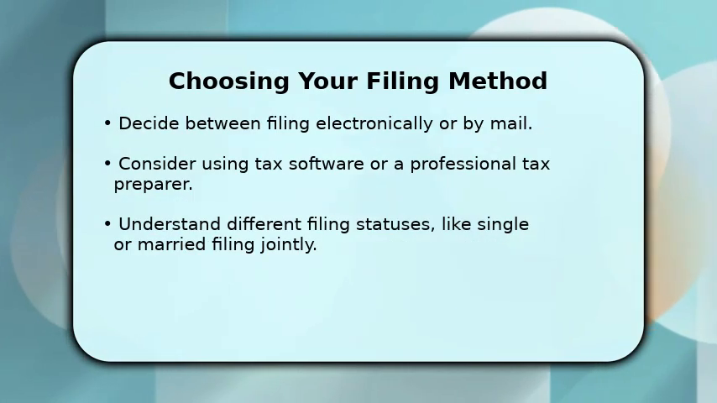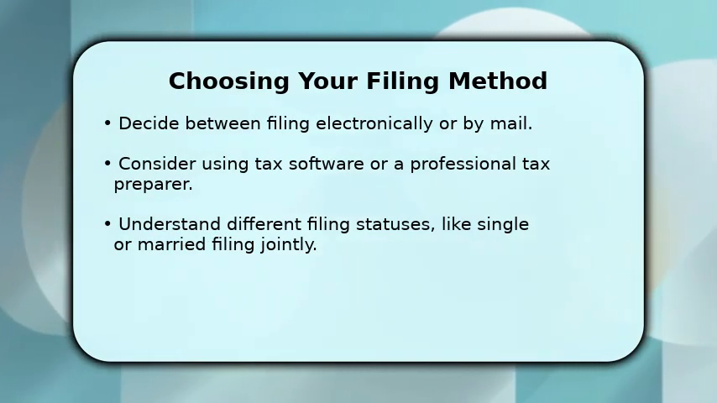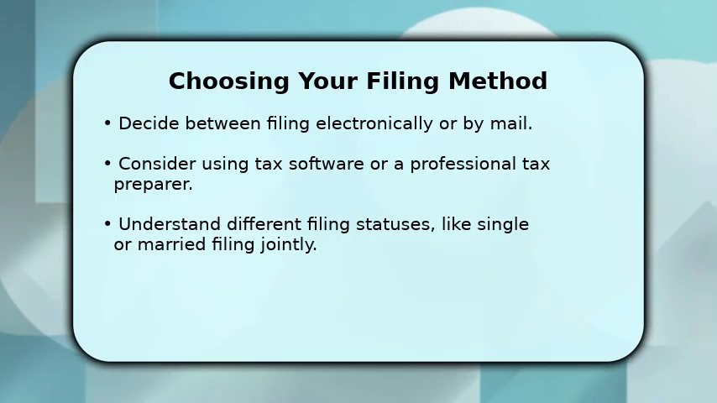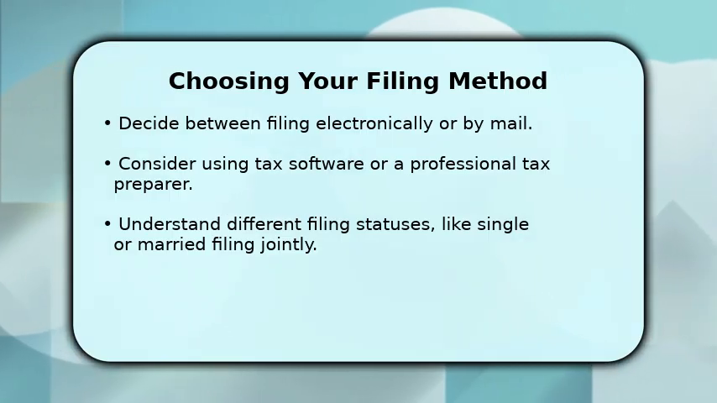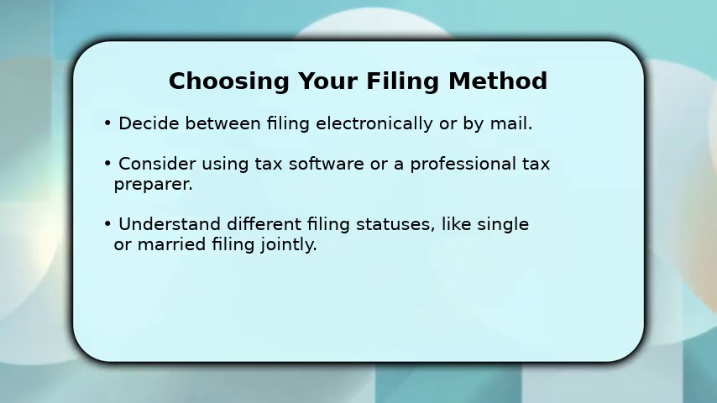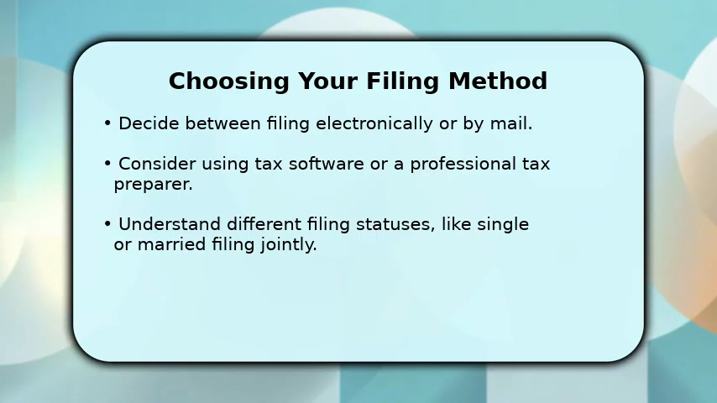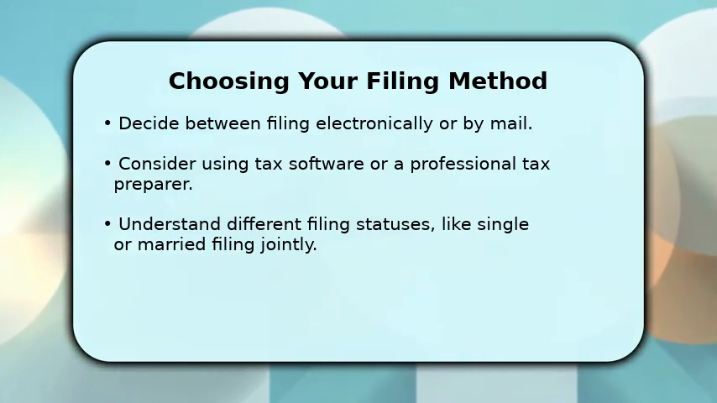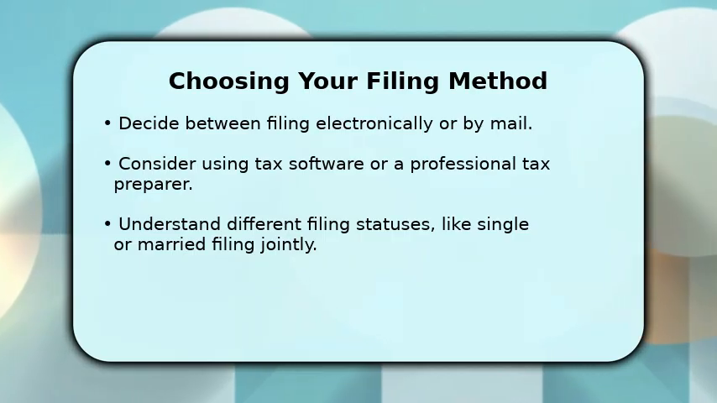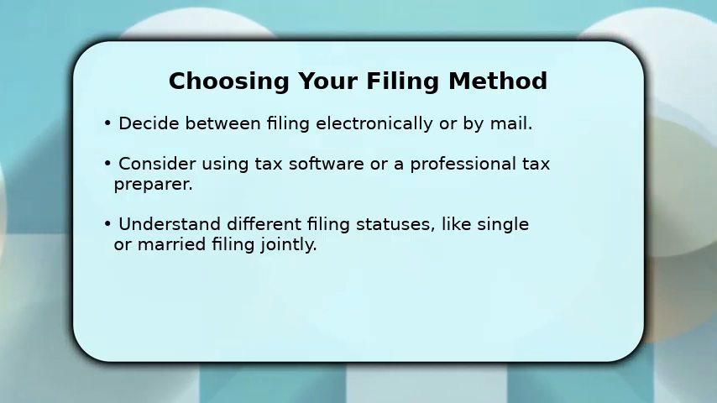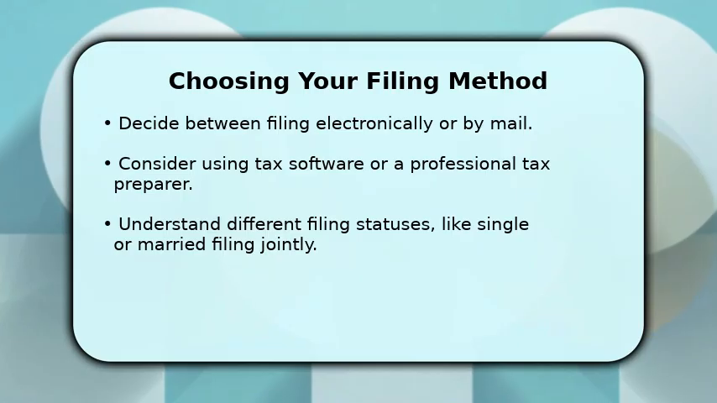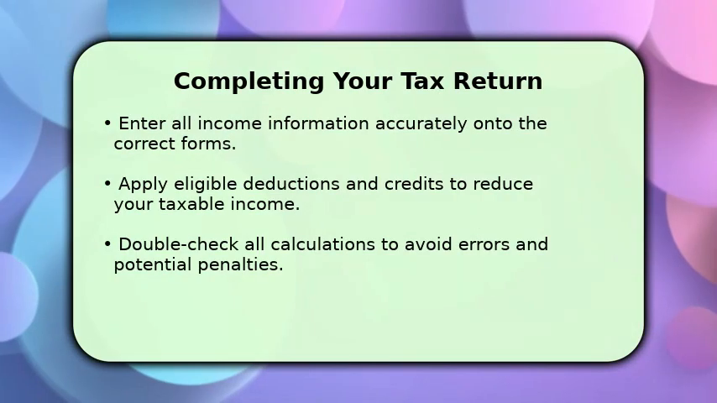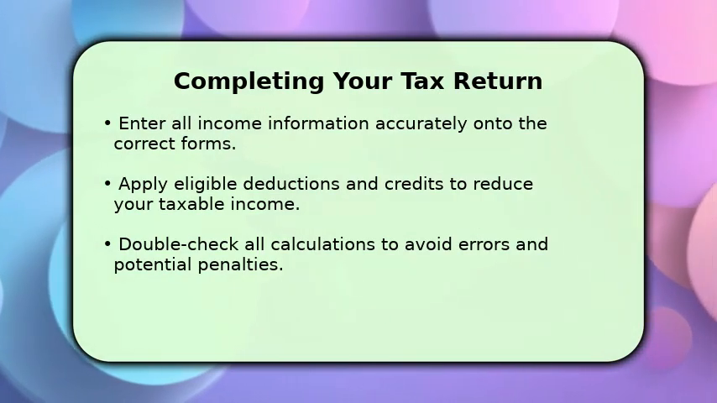Next, you need to decide on your filing method. You can choose to file electronically using tax software, which is often the quickest way to get your refund. Alternatively, you might prefer to mail a paper return or seek assistance from a professional tax preparer. Also, confirm your correct filing status, whether it's single, married filing jointly, or head of household, as this impacts your tax liability.